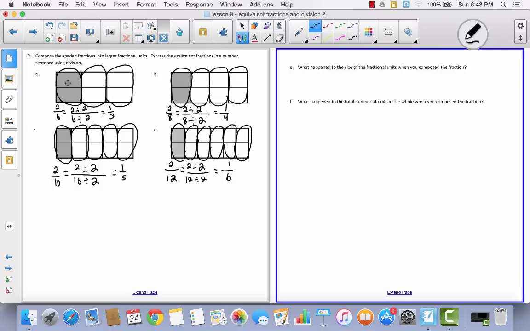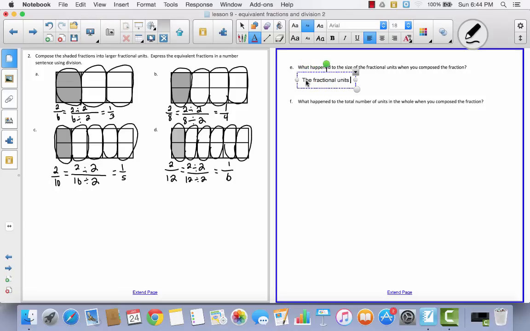Look at these. They started out small, and when I composed them, what happened to them? They got larger, right? So that's what we're going to put. We're going to say the fractional units became larger when I composed the fraction.